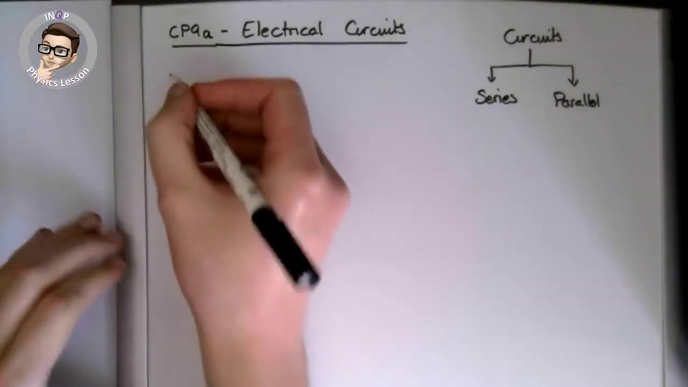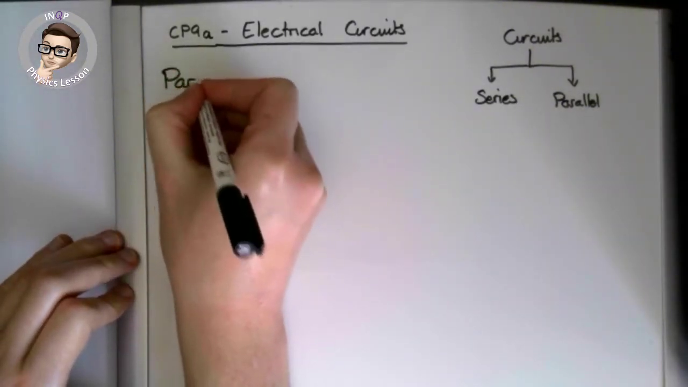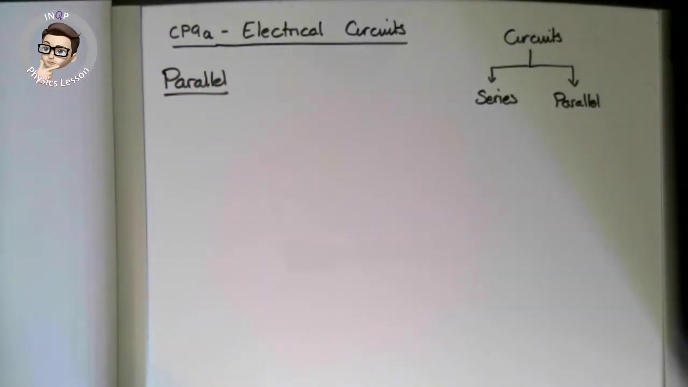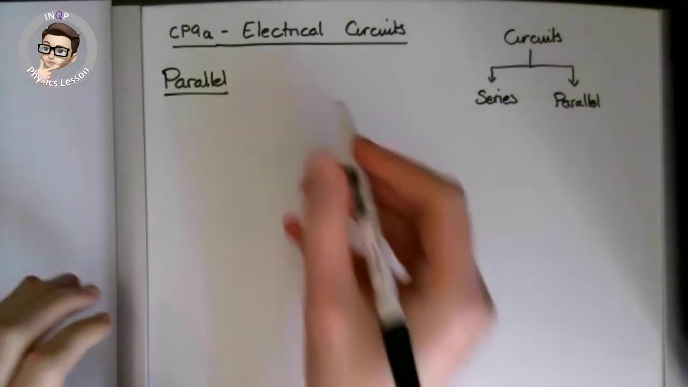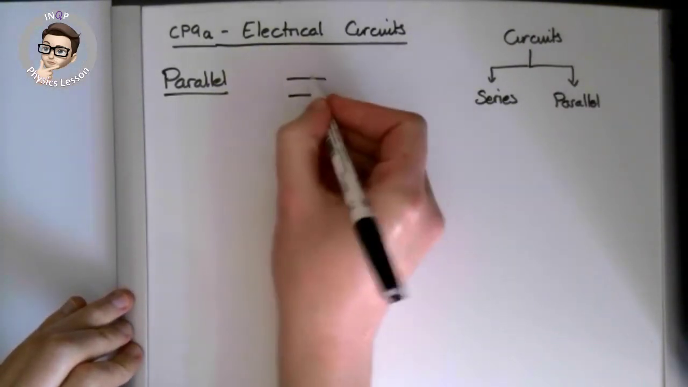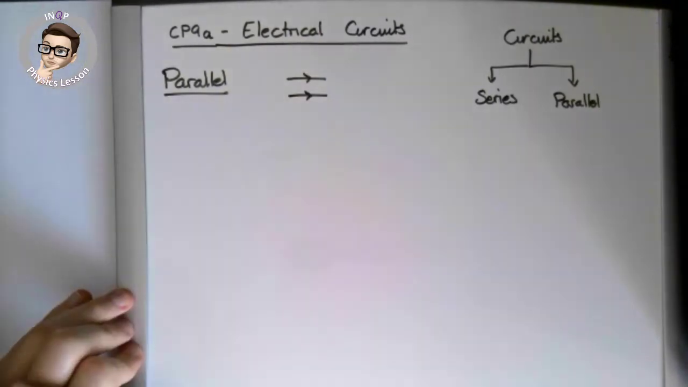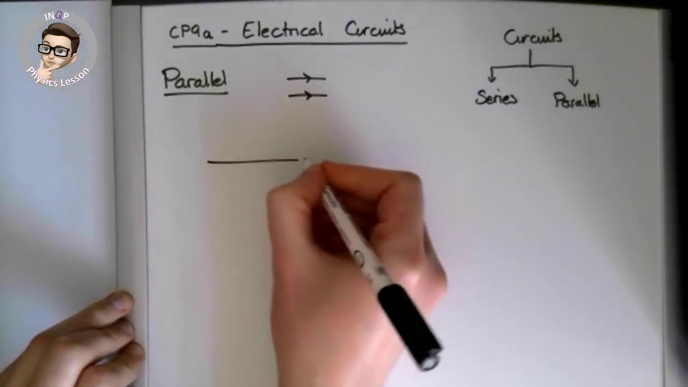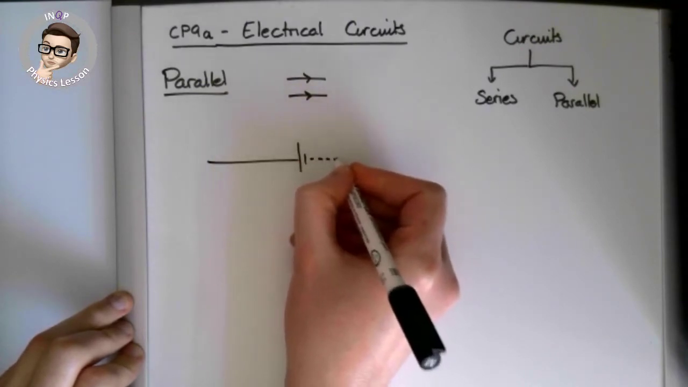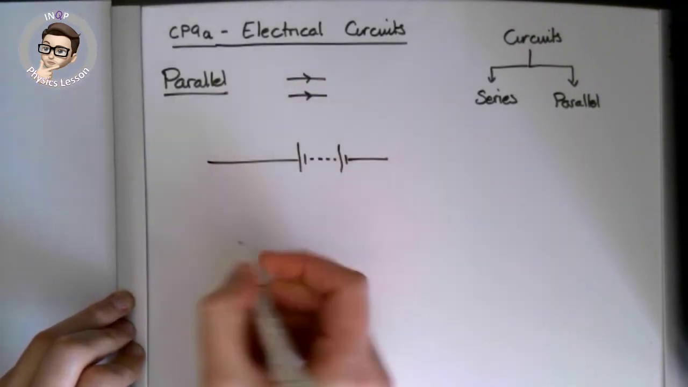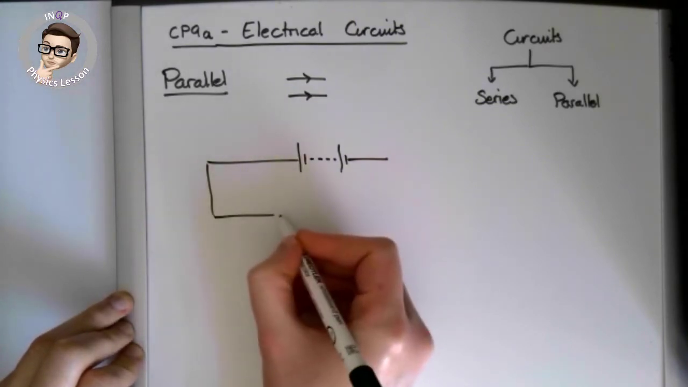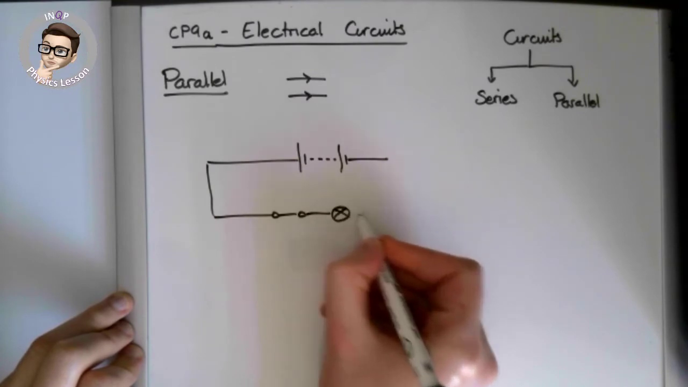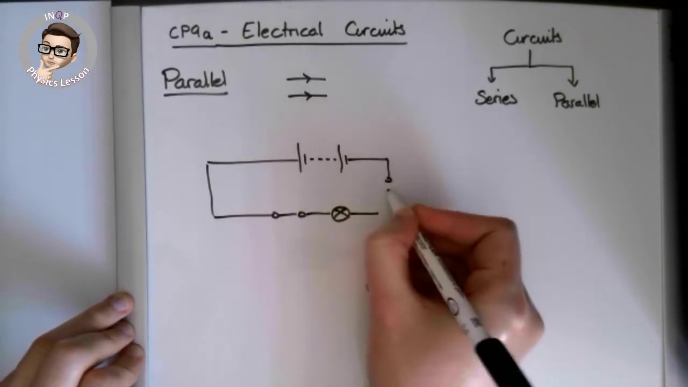The other type of circuit we can have is the parallel circuit. As the name implies, a parallel circuit means that there are routes that are parallel to each other. Remember that something parallel in maths would look like that. They will never meet, those two lines. So let's draw ourselves a parallel circuit. Remember, you're doing this in pencil with a ruler. So there is our battery. I'm going to have a switch and a bulb. I might have another switch here.